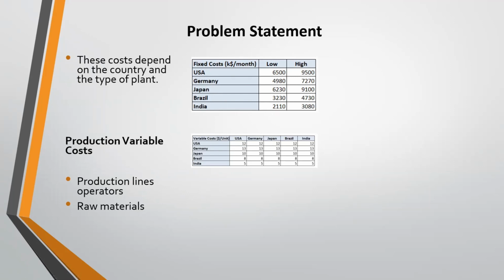Remember, the main objective is to minimize the cost and maximize the production. Production variable costs include production line operators and raw material. Here we have raw material per unit, and for example Germany is giving a production cost of $13 per unit. This is the cost of one unit, in dollars, for low cost and high cost, and this is the per unit cost.